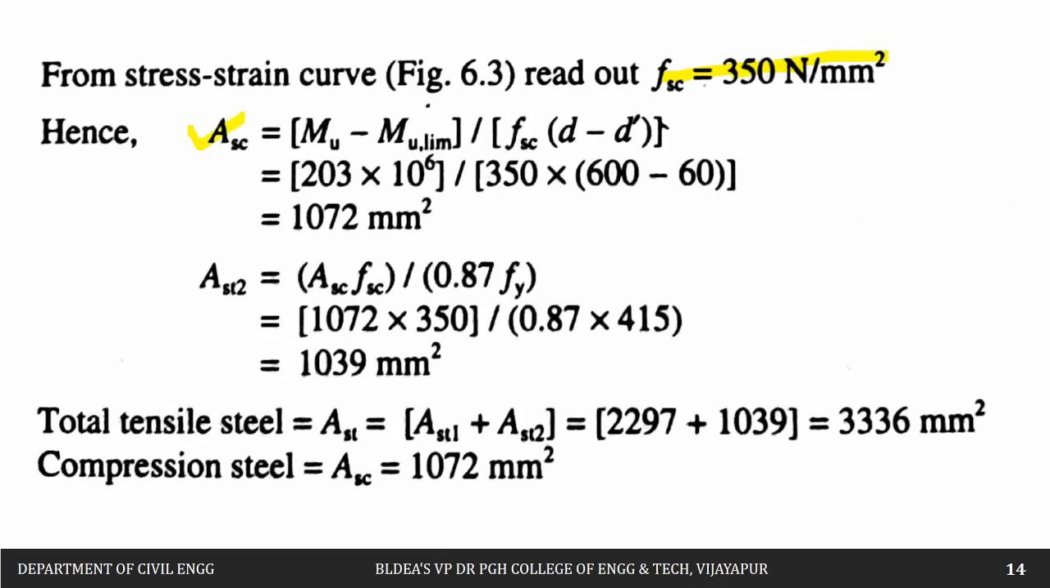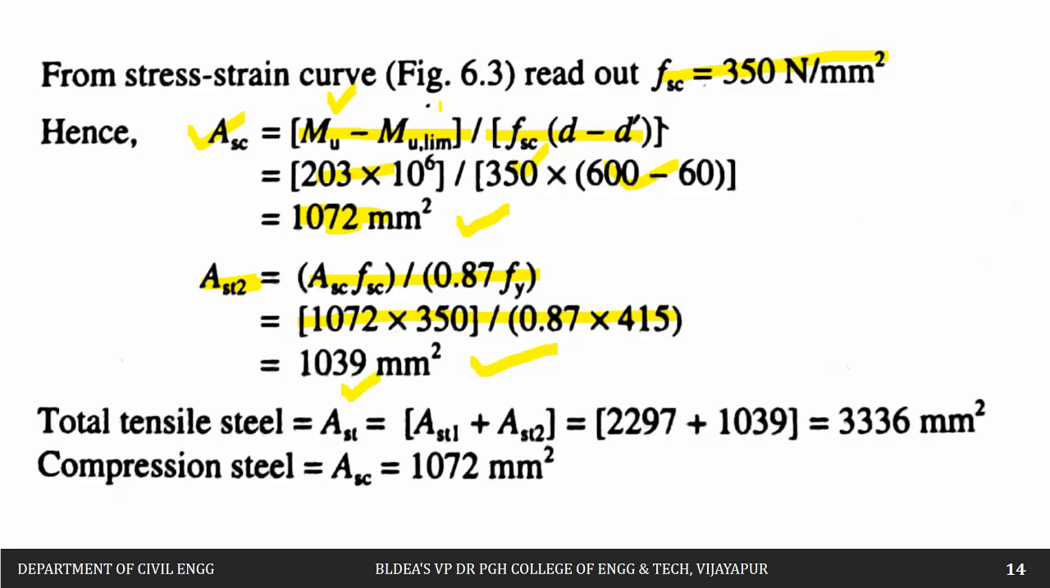The next is again the same formula: ASC is equal to MU minus MU LIM divided by FSC into D minus D dash. MU minus MU LIM is 203 into 10 raised to 6, divided by FSC into D minus D dash. So the area of steel in compression required will be 1072 mm square. Then next is AST2. We know ASC into FSC divided by 0.87 FY, that is 1072 multiplied by 350 divided by 0.87 FY. This is nothing but the additional tensile reinforcement, that is 1039.